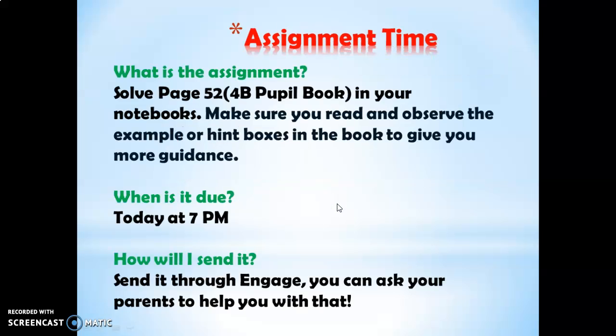What is your assignment? It is to solve page 52, 4B Pupil Book in your notebooks. Make sure you read and observe the example or hint boxes in the book to give you more guidance. When is it due? Today at 7. You know how to send it.